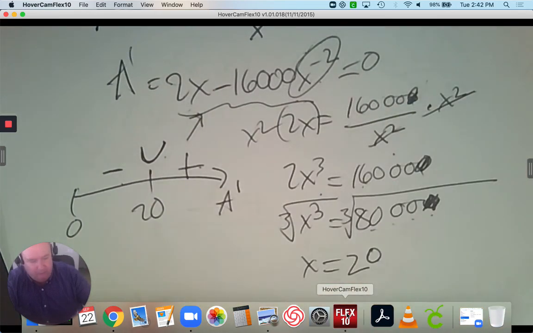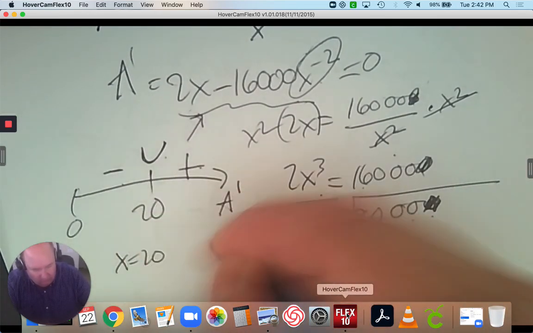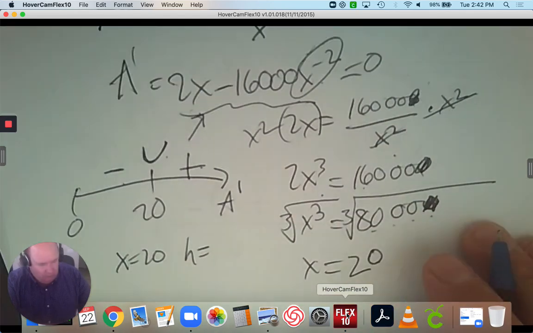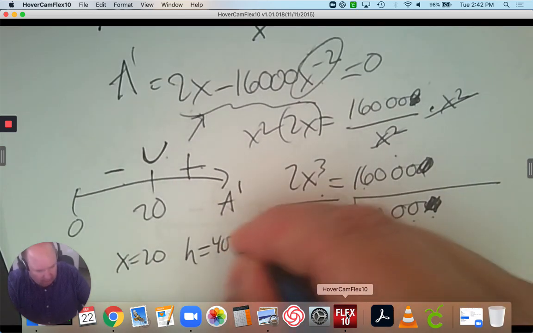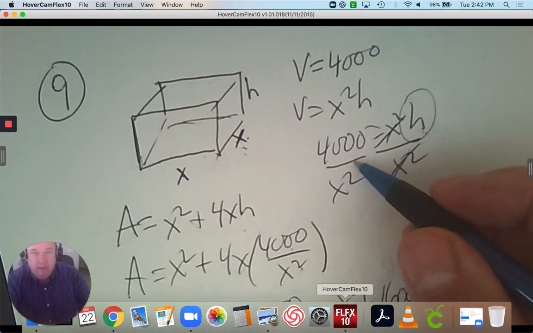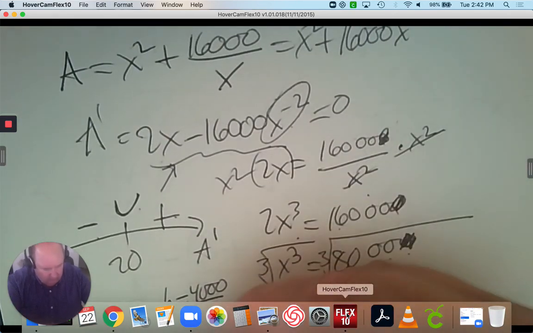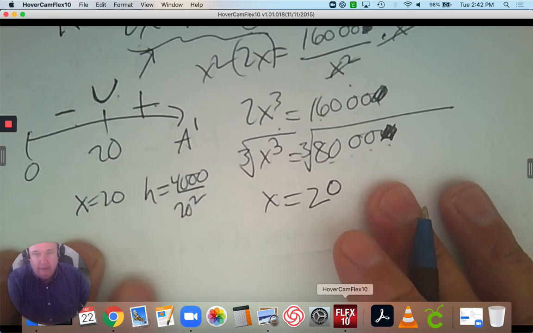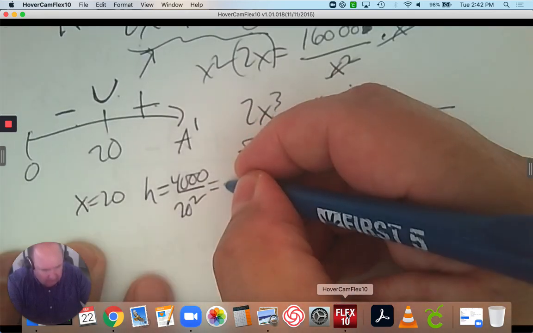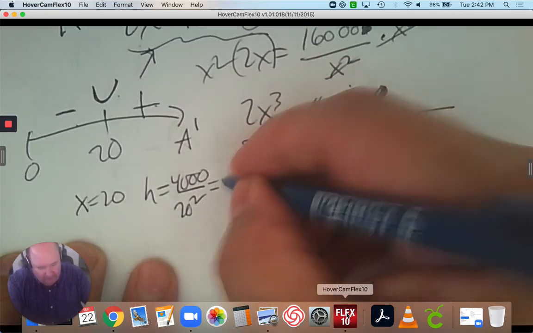So the question was, well, first of all, we have x equaling 20. So that means h, remember h was 4,000 divided by x squared. So 4,000 divided by 400 would give me 10.